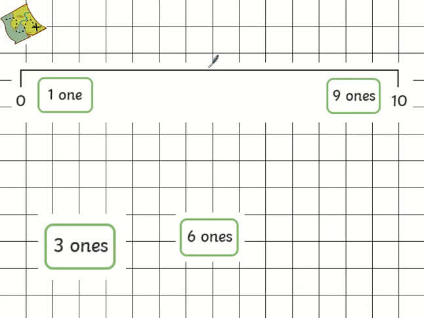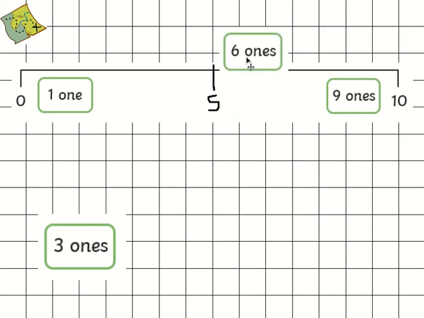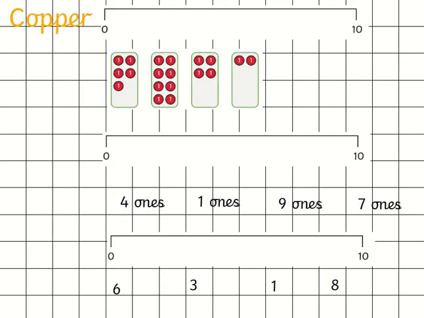If I know that 5 is going to be right down the middle, I might just put a number 5 in to make it easier for myself. And I know that after 5 comes 6, so I can squeeze 6. I might put it above just so there's more room. And 3 goes after 1.